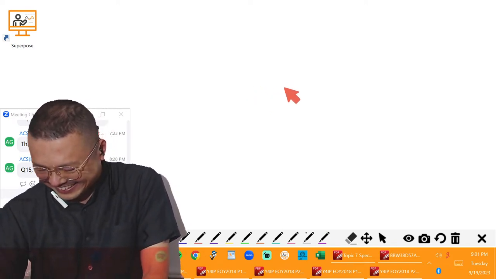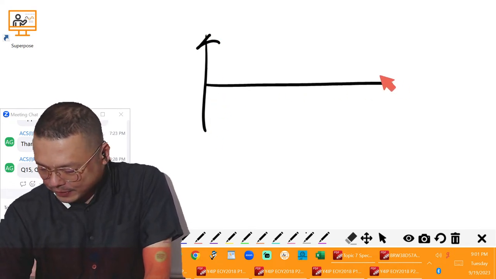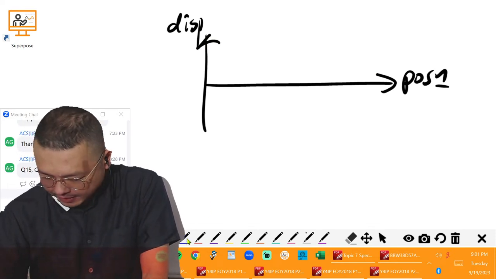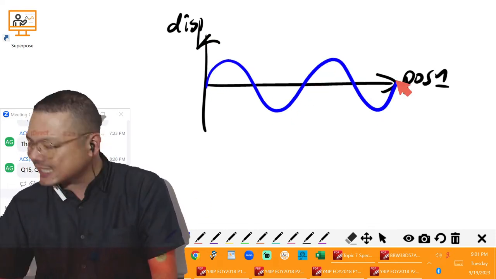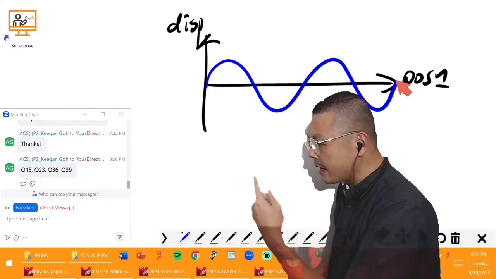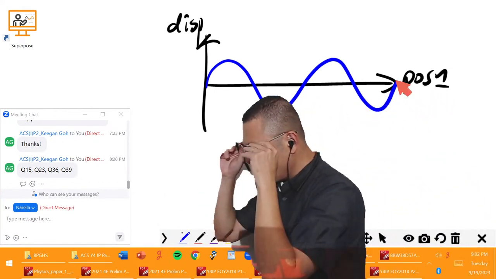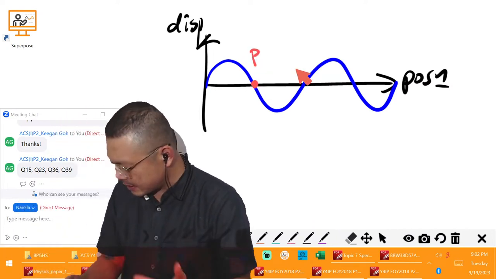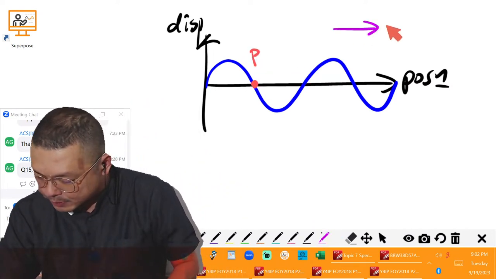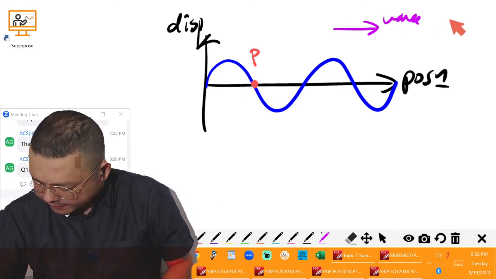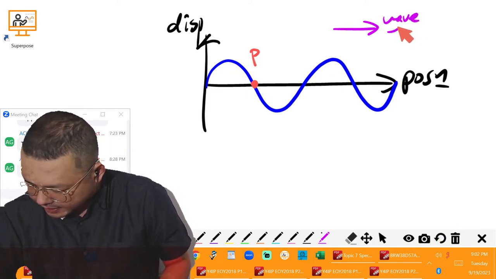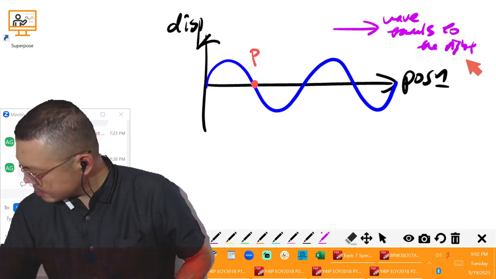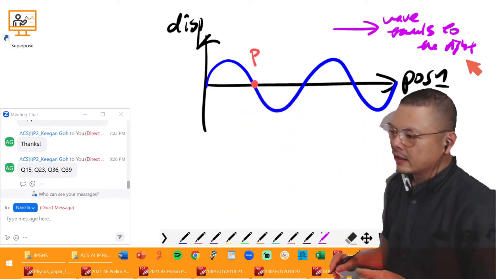Hey, so I'm going to give you a displacement-position graph. Okay, a displacement-position graph, right? I give you a wave. Doesn't matter what kind of wave. It can be longitudinal, it can be a sound wave, it can be a water wave, doesn't matter. I give you a particle, particle P here. P stands for particle. I tell you that the wave is traveling to the right.